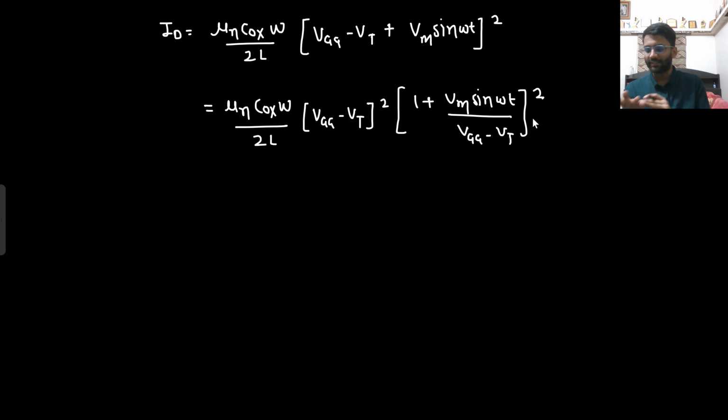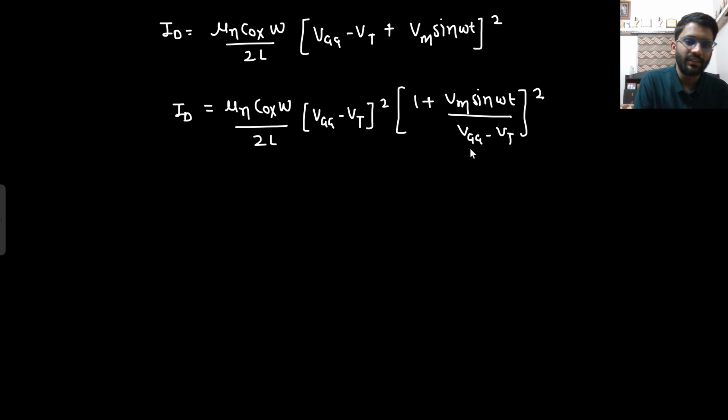Till this point, are you guys able to understand? VGG minus Vt I took out. You can take it inside as well, you will get the same thing, right? Well and good. Did you understand this expression? VGG minus Vt is taken out, and this is what we are getting: 1 plus Vm sin omega t by VGG minus Vt. So this is the ID expression we are getting.